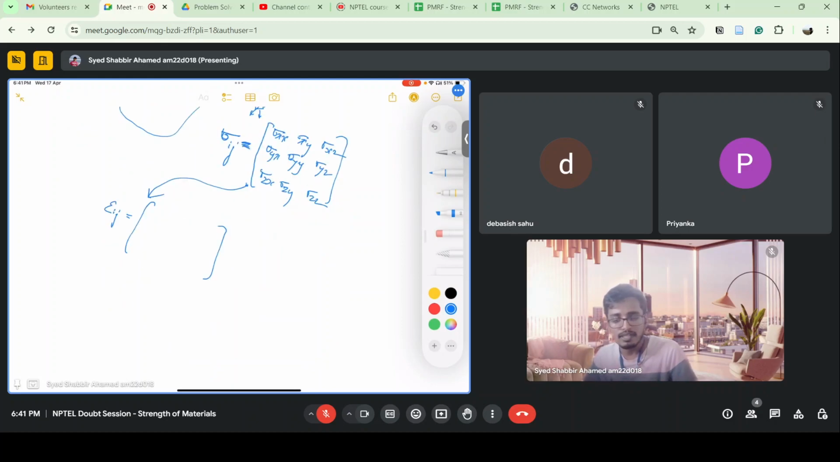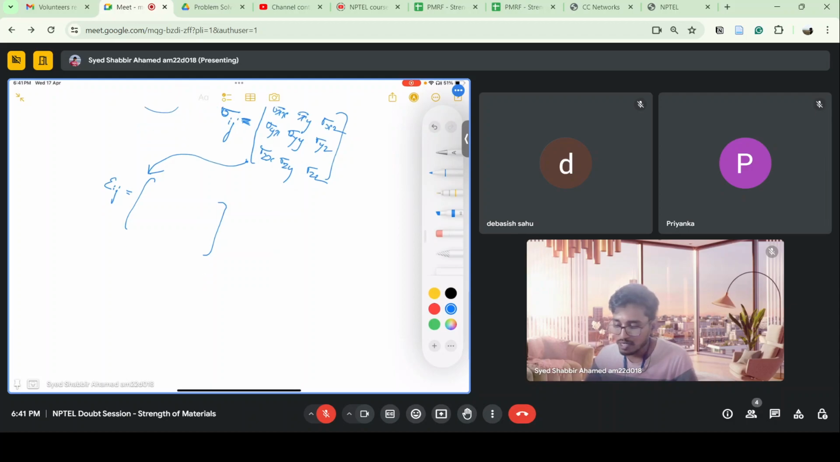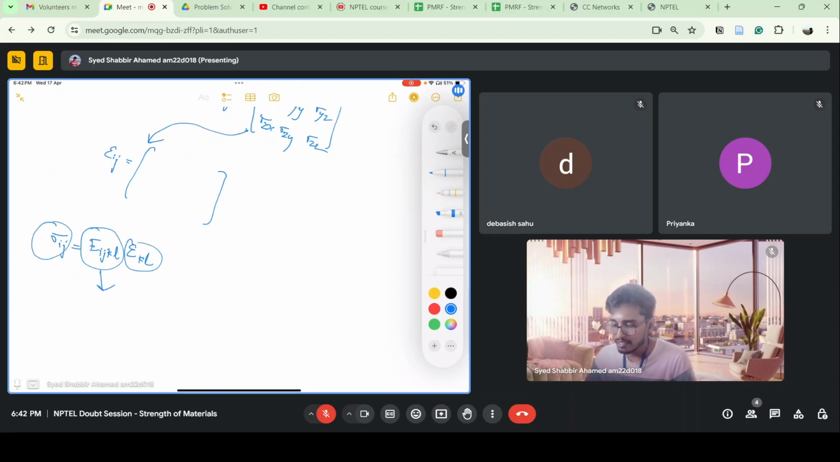And we have also seen the relations between the stresses and strains. We have seen that sigma ij is equal to E into epsilon, right? So this is called the elasticity tensor, and generally it has 3 into 3 into 3 into 3, 9, 9 3 is 27, into 3, 81 components.